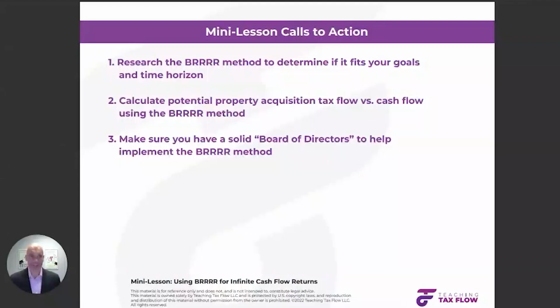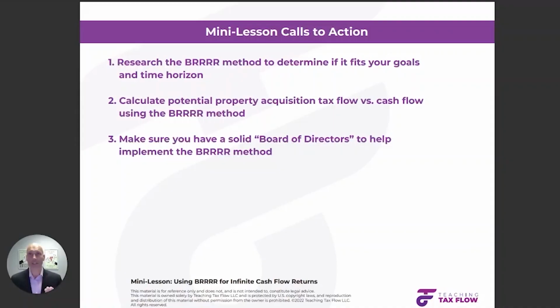Let's tie a bow on this. Call to action: take a look at the BRRRR method and determine if it fits your goals and time horizons. Are you trying to grow your rental portfolio? Calculate your potential property acquisition and that tax flow versus cash flow.